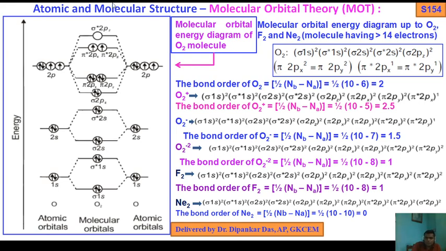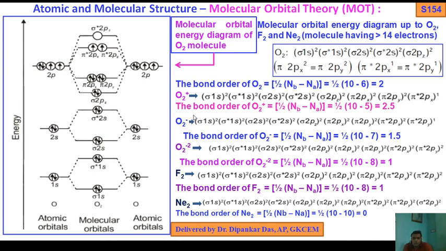So from this you have seen that if you correlate particularly the oxygen species, what kind of 4 species? O2, O2 plus, O2 minus, O2 2 minus. So O2 bond order 2, O2 plus 2.5, O2 minus 1.5. So between O2 and O2 plus bond order increases. After that O2 minus, O2 2 minus, bond order decreases. So if you arrange the bond order, then what will it be?